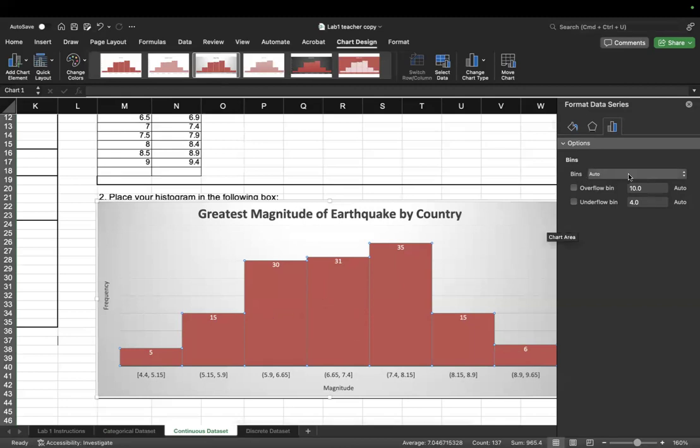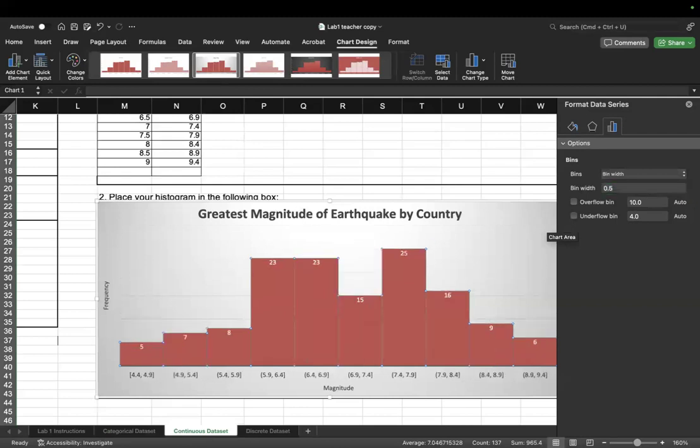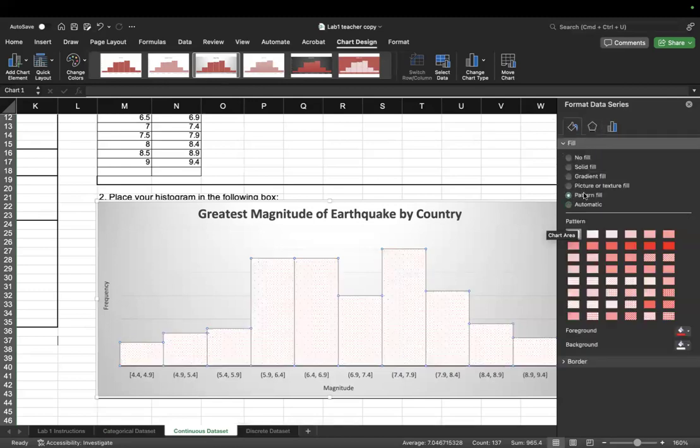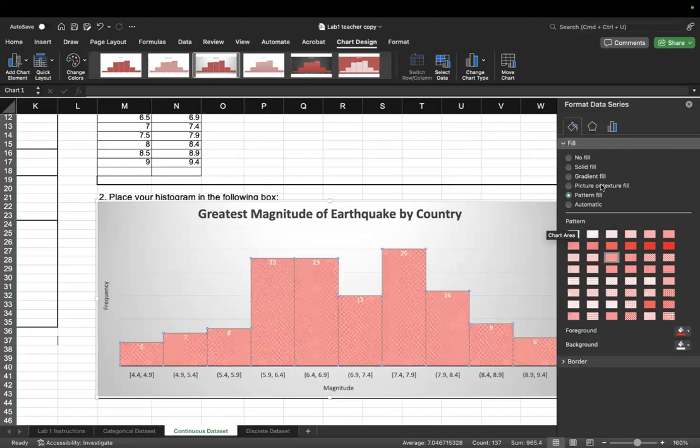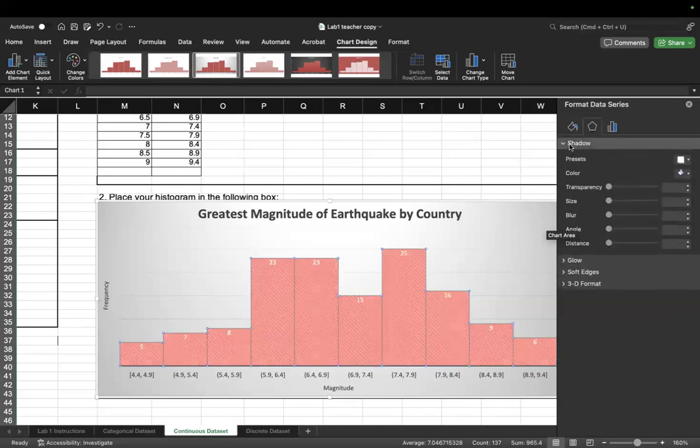It's going to automatically show auto on the bins. I don't want auto. I want bin width. I want 0.5 as my bin width. Now that I have 0.5, it gave me all of my bins. 1, 2, 3, 4, 5, 6, 7, 8, 9, 10. I have 10 bins. That's lovely. I like 10 bins. If you wanted to change other things, like let's say I want patterns on there, you can change stuff over here, but some of it is very strange. So I don't even worry about it.